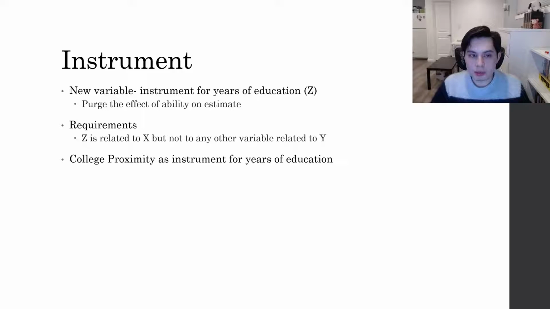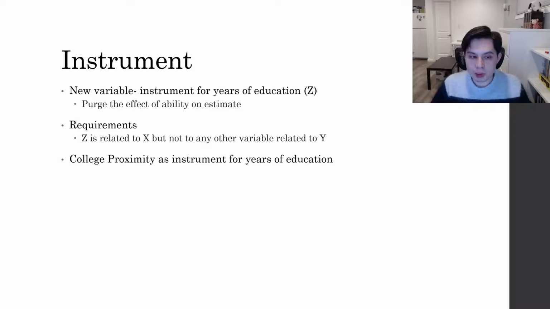An instrumental variable is a variable that's related to our variable of interest, whose goal is to purge the effect of variables like innate ability or work ethic on measuring our relationship. There are math requirements for what an instrument is, but you can just think of it intuitively as: the instrument needs to be related to the variable of interest, but it can't be related to the outcome variable through any other variable besides the variable of interest.